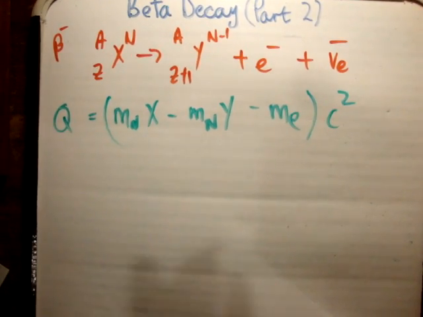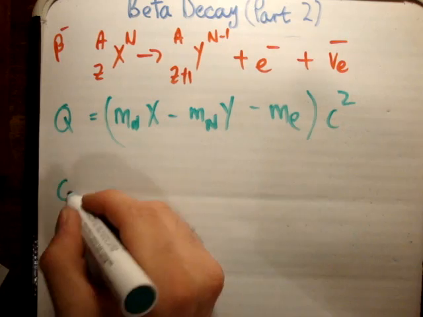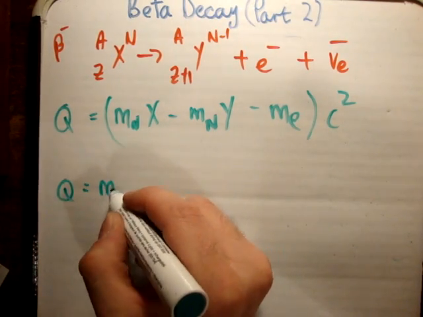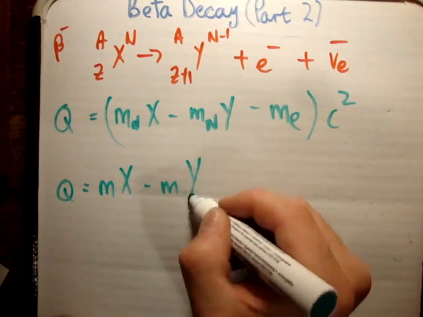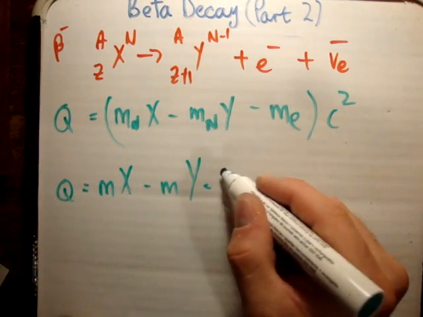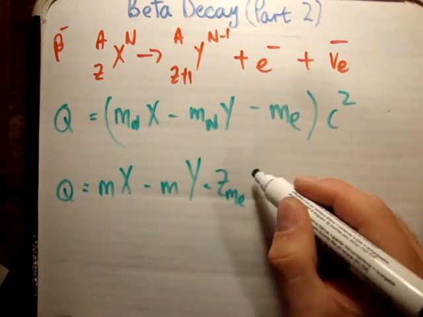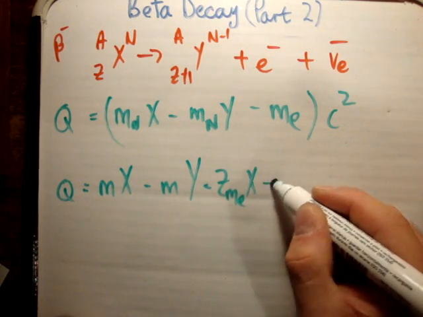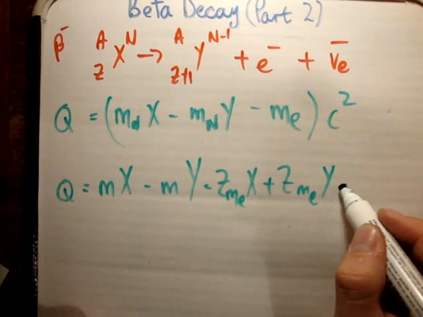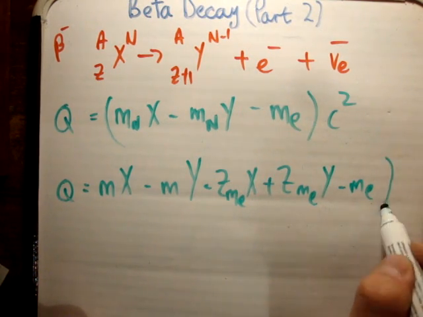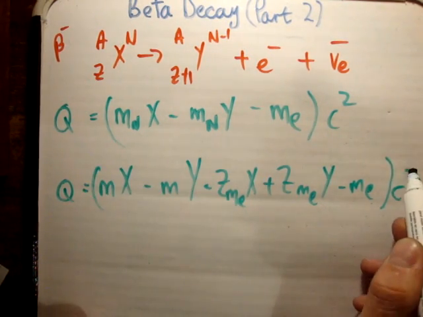And then the next thing we do is we plug back in our overall masses, in the same fashion we did a moment ago. So you're going to get the mass of X, the overall mass of the whole atom, minus the whole mass of the atom Y, minus Z times the mass of the electron for atom X, plus Z times the mass of the electron for atom Y, minus the mass of an electron, and this is all c squared.